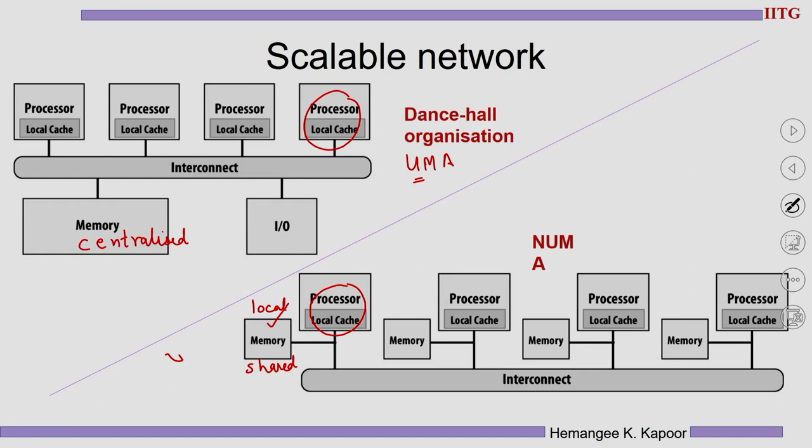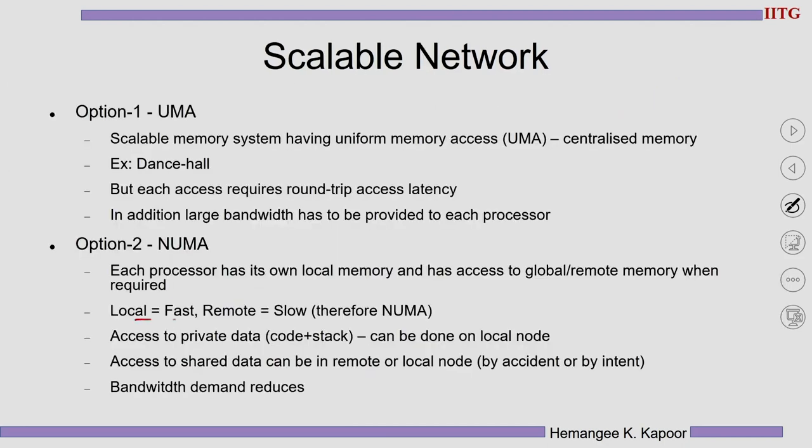If you observe rightly, accesses to this node are fast, but access to a node across the interconnect, suppose this one goes out here and then comes here, right? So this is far-off memory and that is slow. So accesses to local nodes are faster, accesses to remote nodes are slow, hence it is called non-uniform memory access. So local is fast, remote is slow.